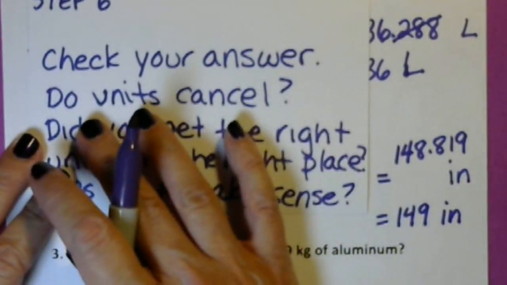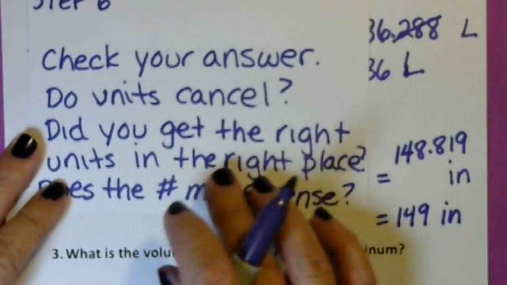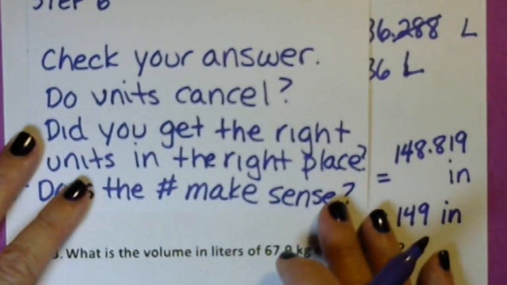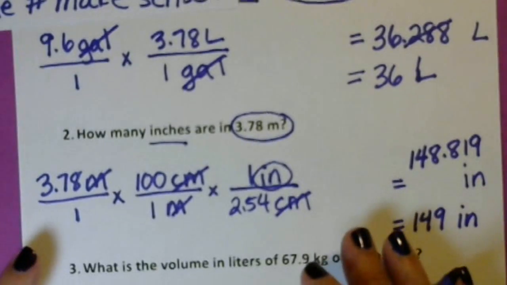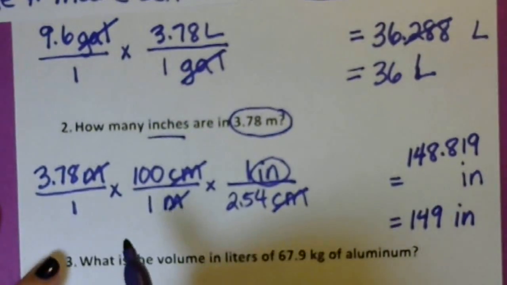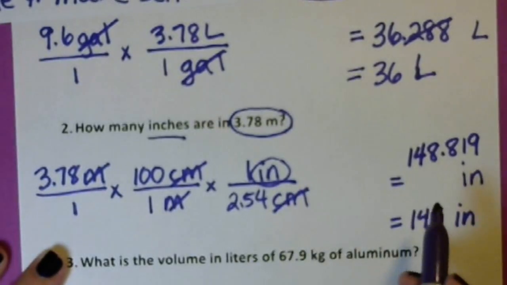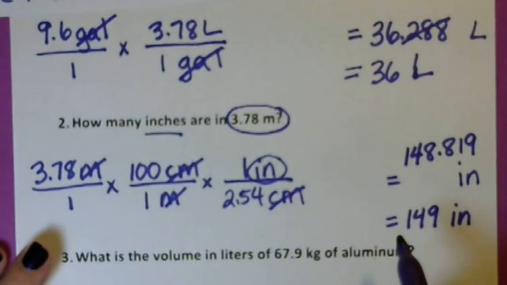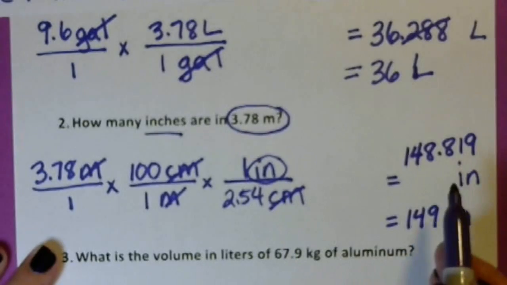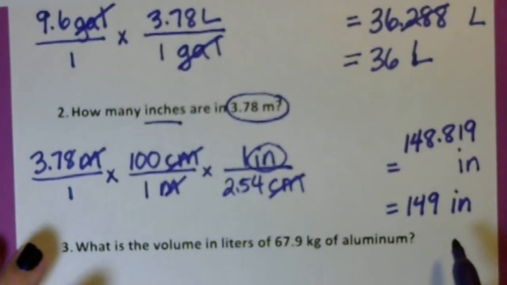Check your answer. Do the units cancel? Did you get the right units in the right place? Does the number make sense? So let's check that out. Don't do what I just did. You've got to check your answer. Meters cancel, centimeters cancel. I get inches. That's good. I have inches on the top, so it's in the right place.